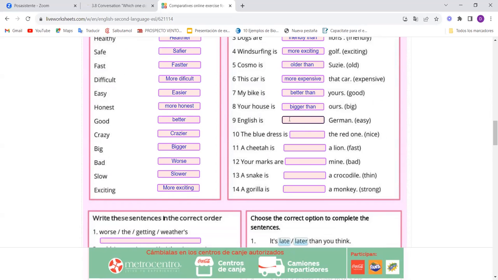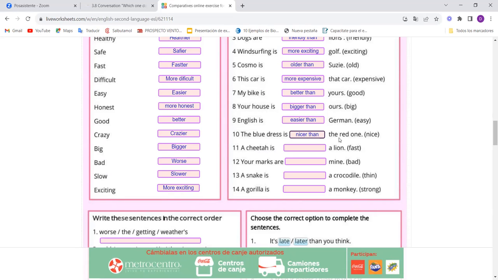English is easy. German. The blue dress is nice, excepción. No. Solo habían tres excepciones: better, worse, y far. Nice. Es bien, no sé. Porque no, nicer no creo que quede. Me parece que probablemente sí. Pero yo creo que es nice hasta la E. Bueno, no sé.